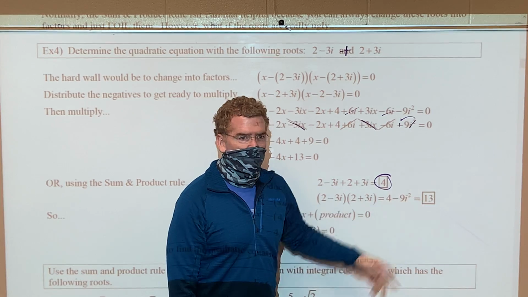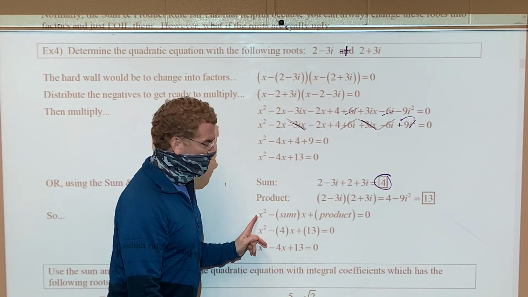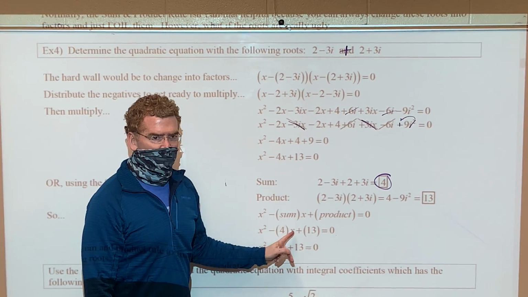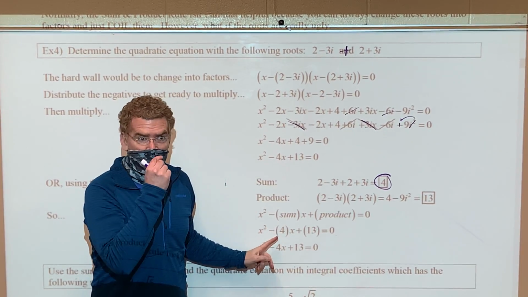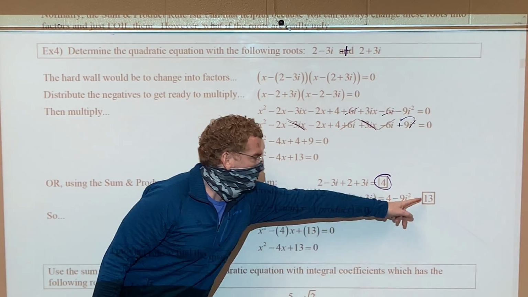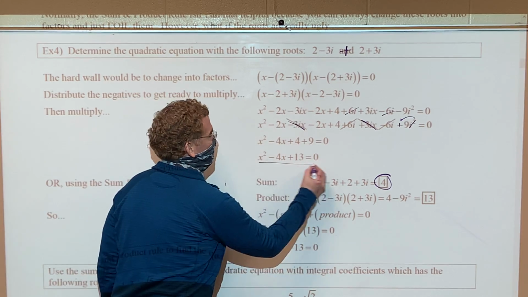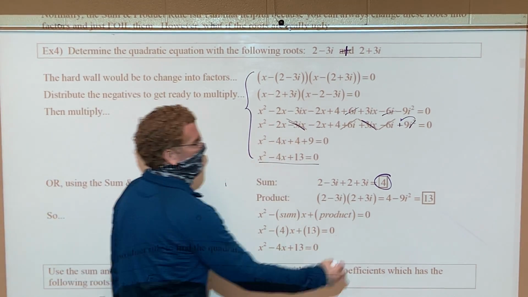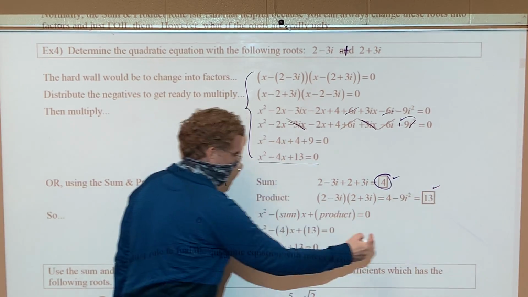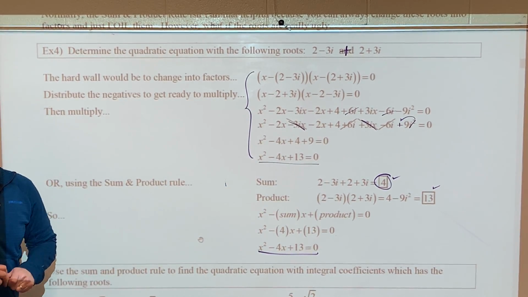Sum, product. So all I gotta do, instead of doing all of this mess, is go x squared minus the sum times x. Remember, you gotta still change the sign, because it's opposite of the sum. And then plus the product. Bam. Now, if you like this, knock yourself out. But I'm a big fan of sum, product, plug it in my formula. A real big fan of that.